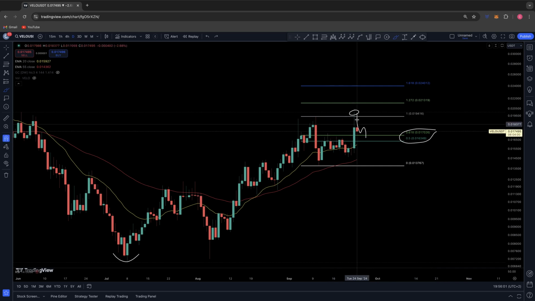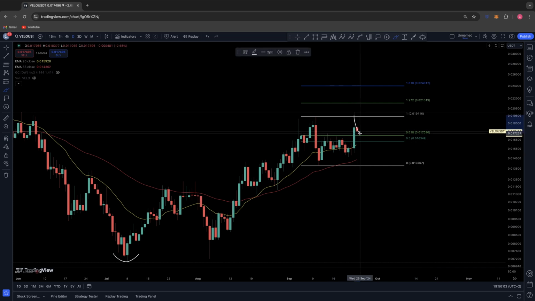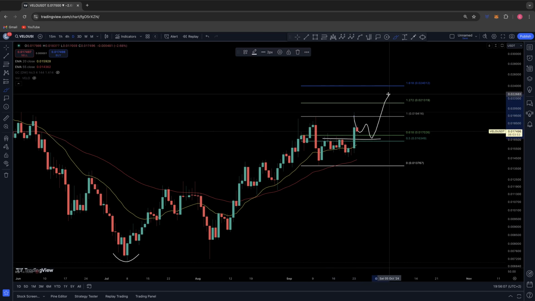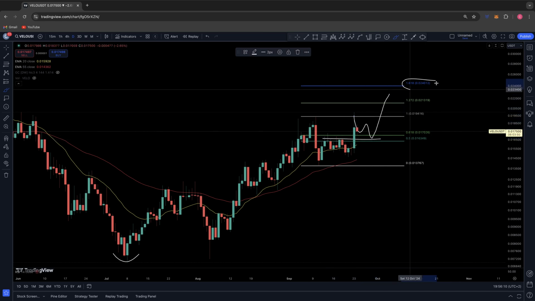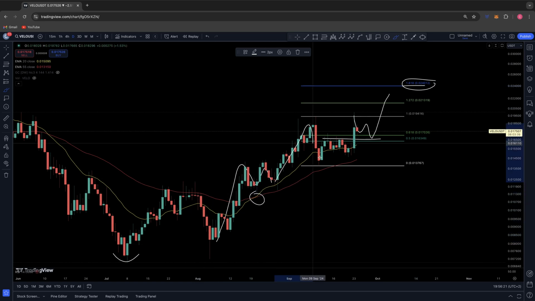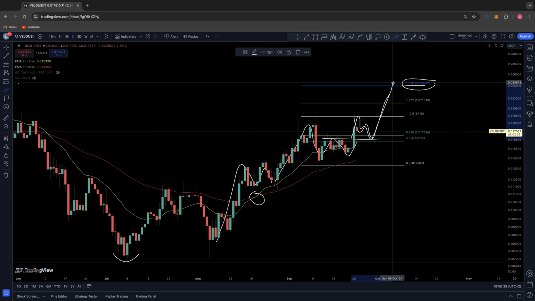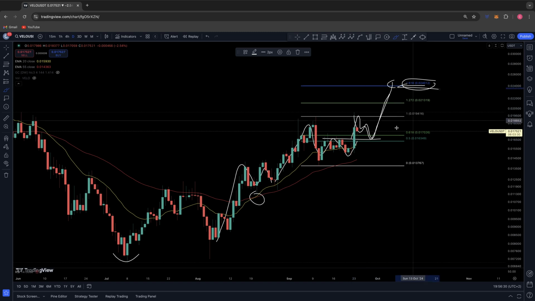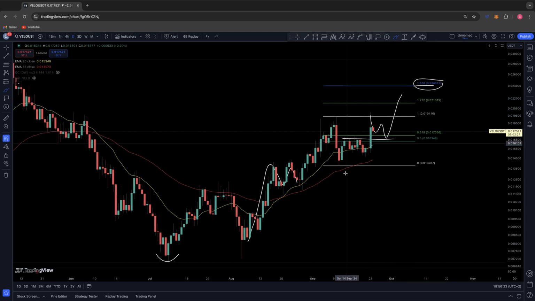If we can come back for some sort of correction here, some sort of ABC, maybe hold a level of support and then get the breakout up to these higher targets, the 1.618 sits at 0.024. So I think this is the impulsive move that we're in here, where we've come up from this low, formed the bullish cross, we've back tested it for support, and right now we've formed a double bottom on the 20 EMA. We've broken out, come back for a key level of support, break out and meet this technical target at 0.024. So that's my outlook right now for VELO.